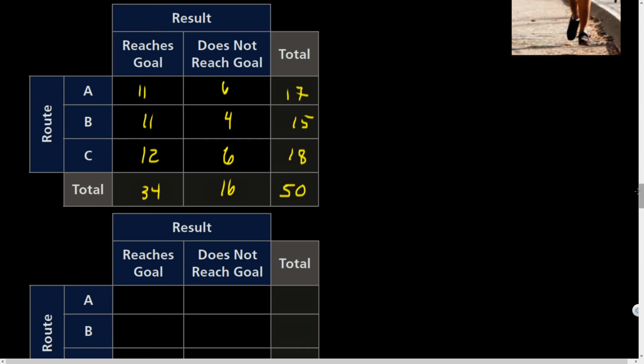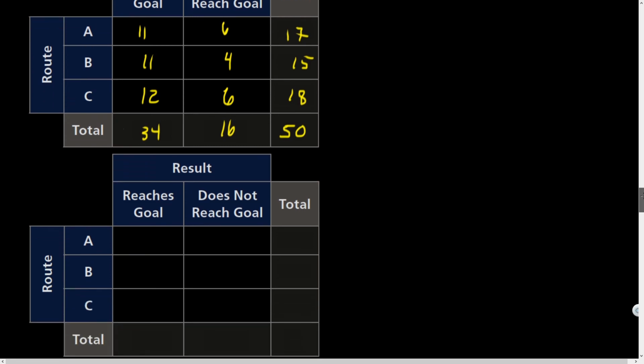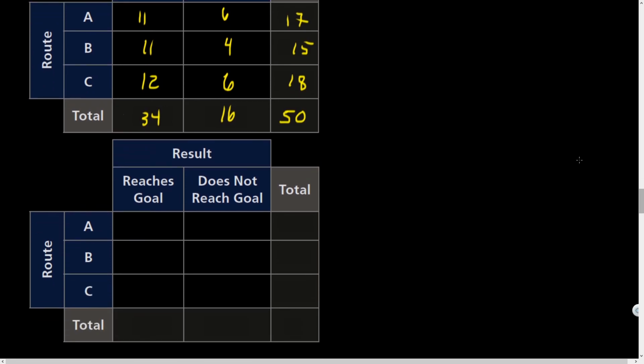All right. So now that I've got the joint frequencies and marginal frequencies figured out, let's figure out the joint relative frequencies. And so remember, for joint relative frequencies, I'm always doing this out of 50.